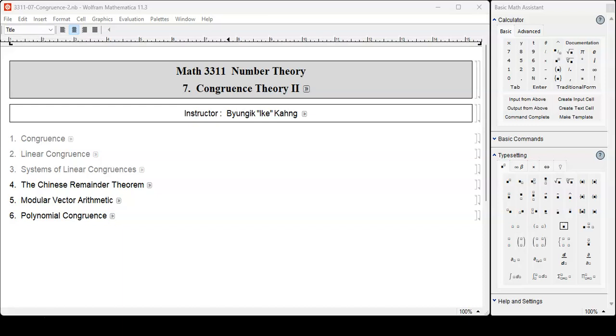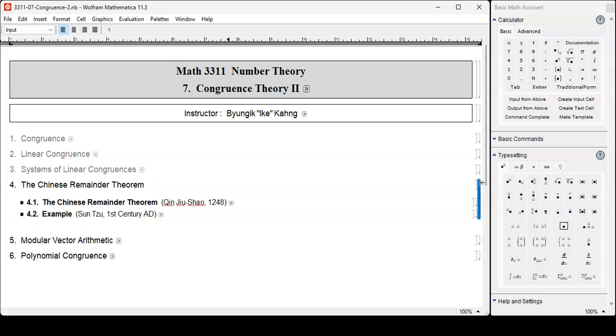Let's begin Lesson 7, Congruence Theory, Part 2. Lesson 6 covered up to Section 3. Now let's begin Lesson 7 with Section 4, the Chinese remainder theorem.